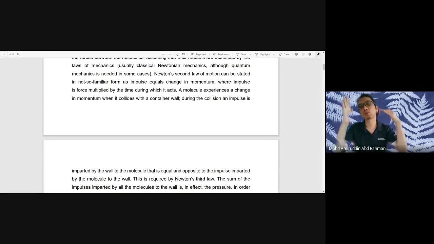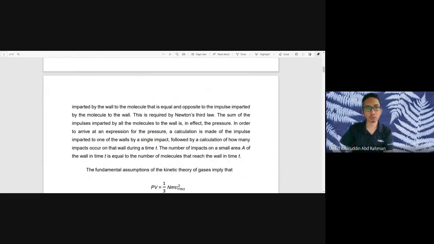When the molecule hits the wall, you actually have some force. The molecule hits the wall, and then the wall gives back the impulse to the molecule, so the molecule will reflect. This is actually Newton's third law, which you haven't learned yet. The sum of impulses imparted by all of the molecules to the wall in effect gives the pressure.